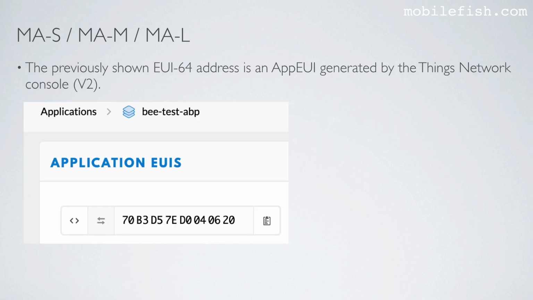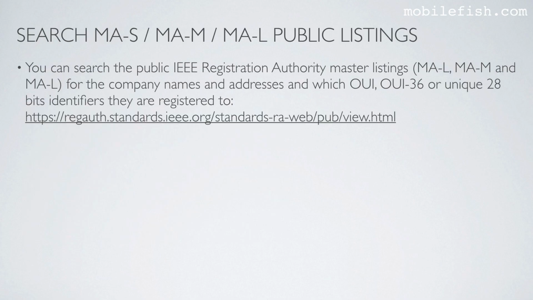The previously shown EUI-64 address is an AppEUI generated by The Things Network console, version 2, as you can see over here. This part from 7 to D is the OUI-36. You can search the public IEEE Registration Authority master listings for the company names and addresses and which OUI, OUI-36 or unique 28-bit identifiers they are registered to.